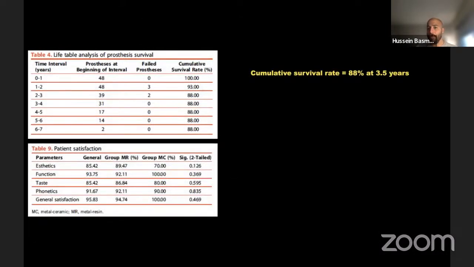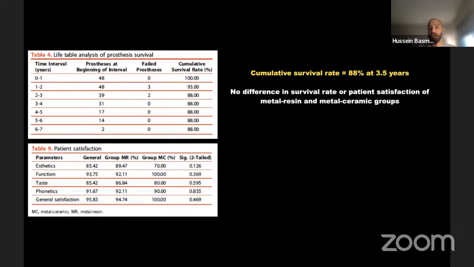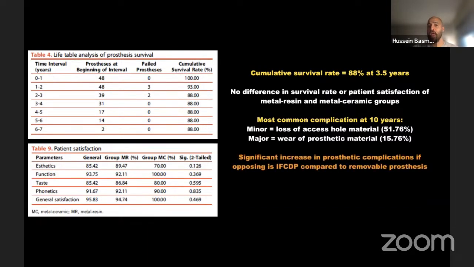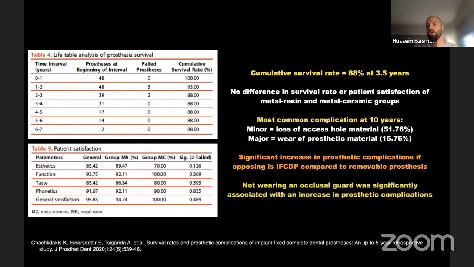We have multiple reasons why dentures could fail, but literature has shown us a cumulative survival rate of these types of prostheses of 88% at 3.5 years if all the biological and prosthetic considerations were taken into consideration. There is definitely no difference in the survival rate or patient satisfaction between a full metal resin prosthesis and a metal ceramic prosthesis. As I mentioned earlier, the most common complication at 10 years was the loss of the screw hole material, and the major complication was the wear of the prosthetic material.